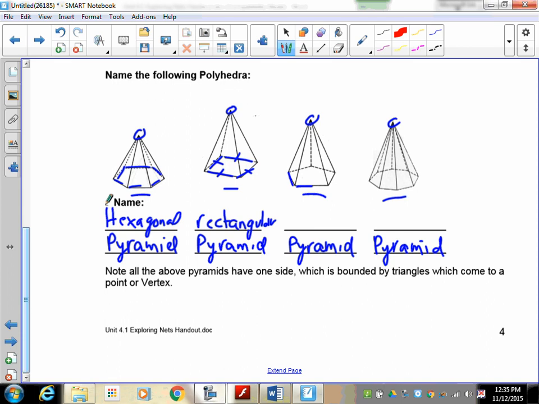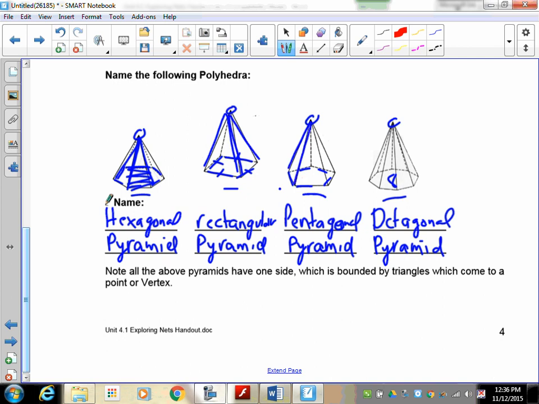Again, 1, 2, 3, 4, 5. 5 sides is penta. This is pentagonal, if you know there. And of course, this one has 8, so this is octagonal. Okay, note that all the above pyramids have one side, which is bounded by triangles, which means you have one base here, and everything else on all of them are all triangles. Because they're all triangles, that makes them a pyramid.